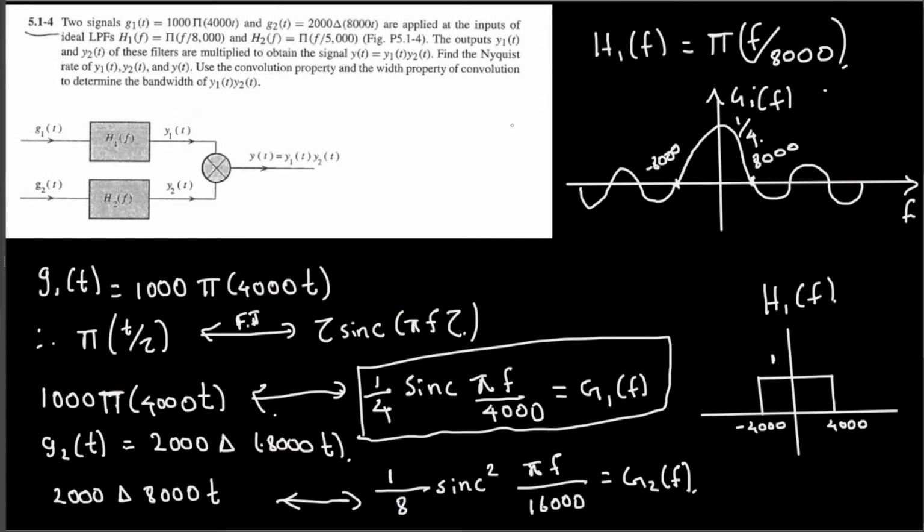We had to find out Y1 of t and the bandwidth of it, Y2 of t bandwidth, and then Nyquist rate. If you find the bandwidth, Nyquist rate is just the double of it, and then Y of t. So we have to first convert all of them to the frequency domain to find the bandwidth, and the Nyquist rate is basically double of whatever bandwidth we derive. Okay, and that's it for this video.